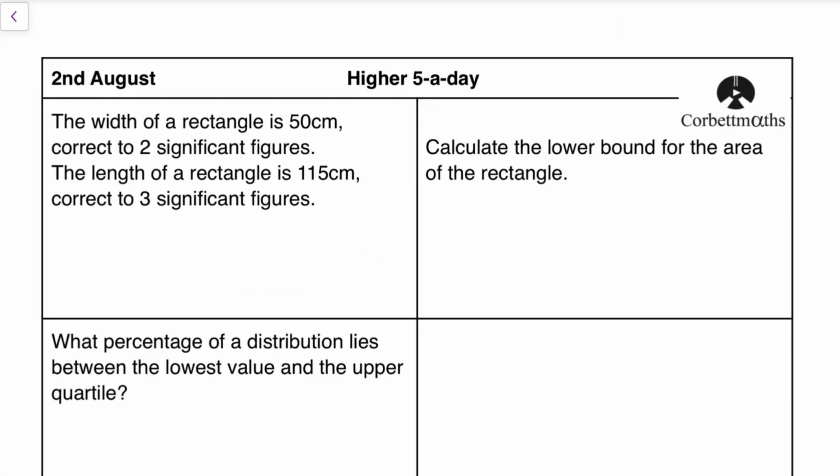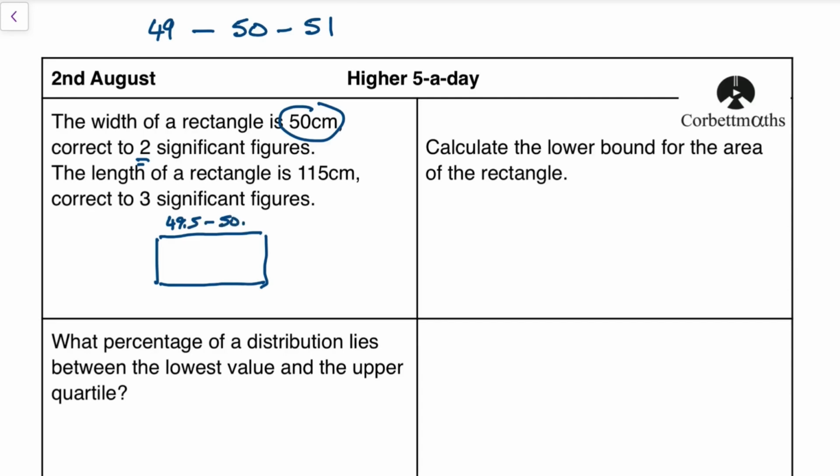The width of a rectangle. So we've got a rectangle, quick read through. If you watched any of my other videos, you'll know straight away I'm not a fan of bounds, but this is a bounds question. It tells me the width is 50 centimeters, correct to 2 sig fig. So my width to 2 sig fig above is 51, the second sig fig below is 49. So in other words, I know this is 49.5 to 50.5, halfway between here and here.